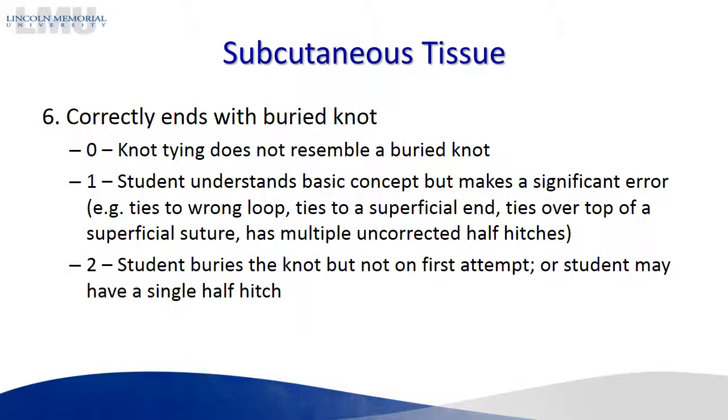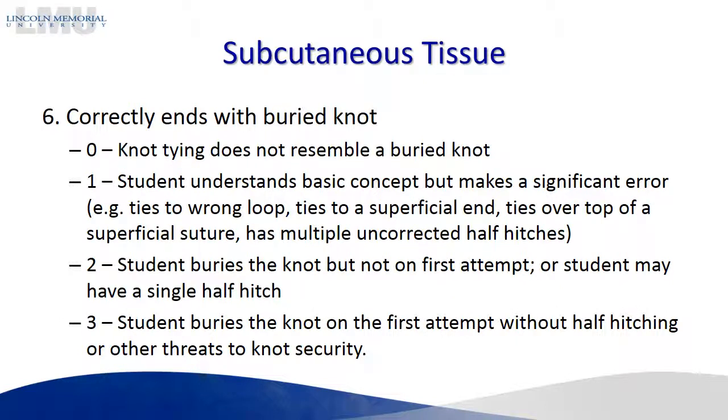A good performance, student buries the knot, but perhaps not on their first attempt. They may pull up multiple loops before they decide on the right one. This may be a student who has a single half hitch in there when they're tying to the loop, but the other ones are correct and appropriate. Now, that excellent student is going to be one who buries the knot on that first attempt without any half hitching and without any threats to knot security.